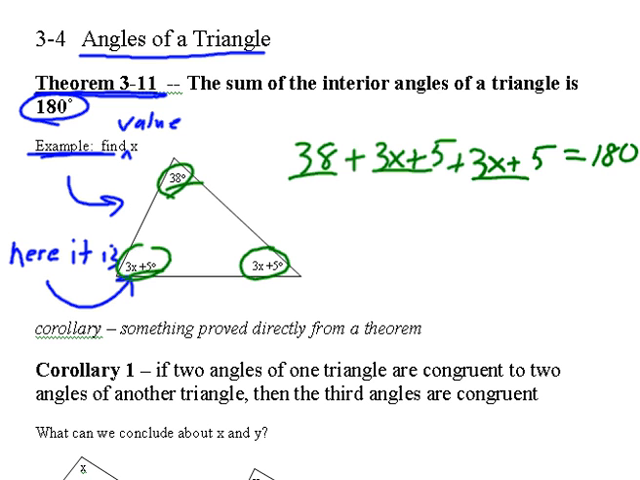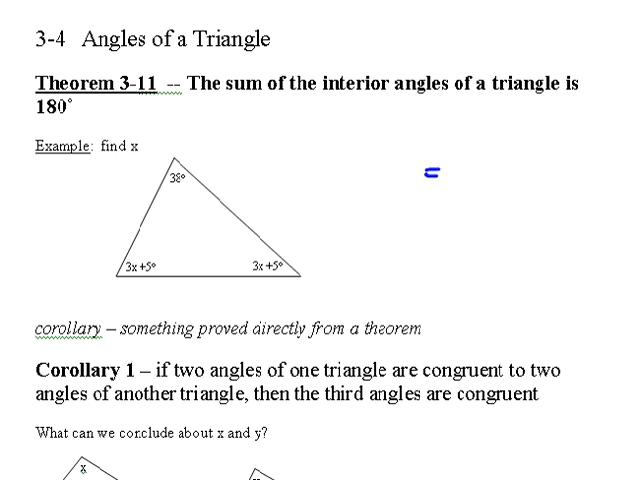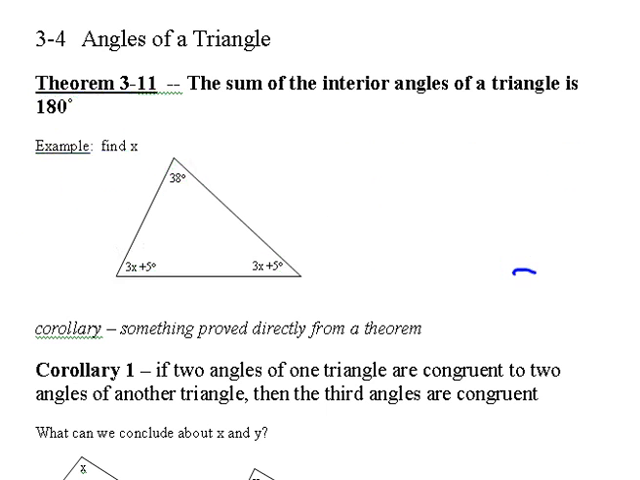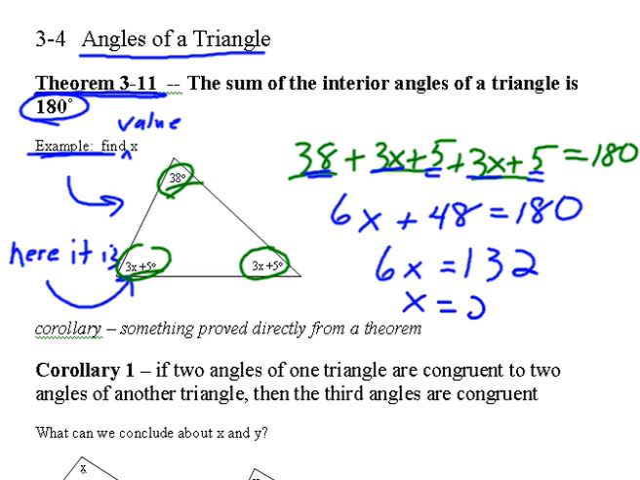Now when we have a problem like this, we want to combine like terms. So we have 6x plus 48 equals 180. Subtract 48 from both sides and we get 6x equals 132. And I believe x is equal to 22. And that's what you would do for that problem.